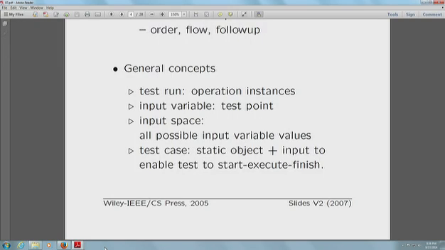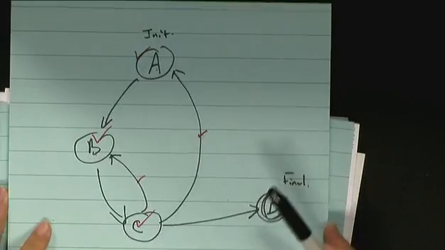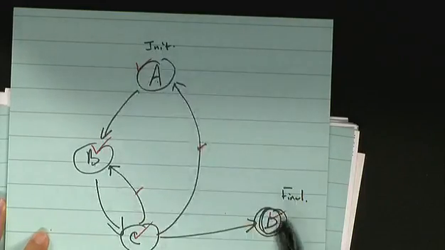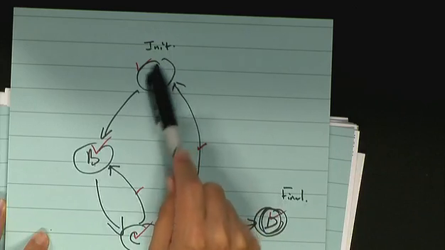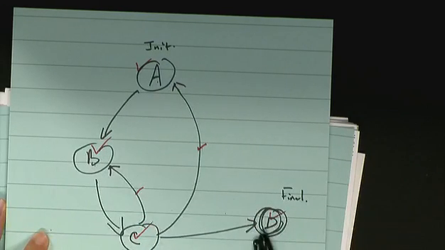So, for example, go back to this example here. If I want to go from here and eventually reach D, then I need to go from A to B, B to C, C to D, for example. That's one path I want to test. So this is the path I want to test.